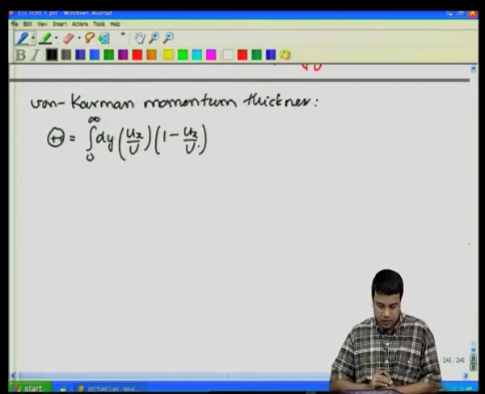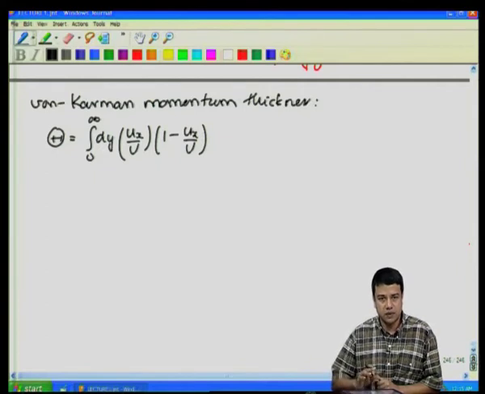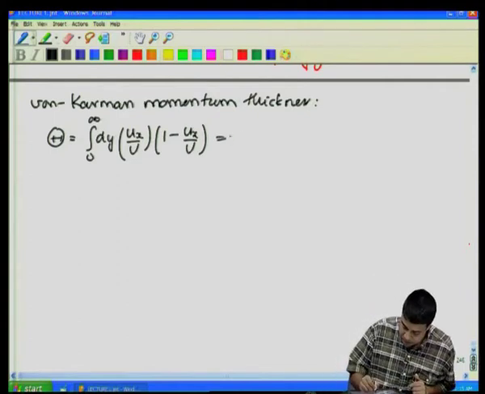Okay. As you can see, ux by U is the rate at which momentum is being convected down, and 1 minus ux by U is the momentum deficit. If the flow actually had a velocity capital U, then the momentum deficit would be 0, but the velocity is actually less than capital U, and therefore, you have a momentum deficit. Okay. And this is 0.664.